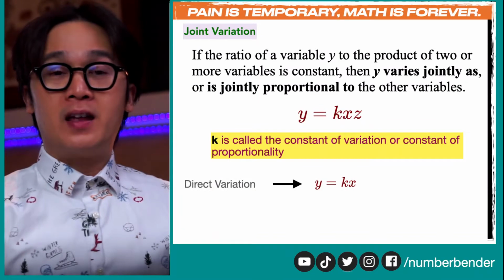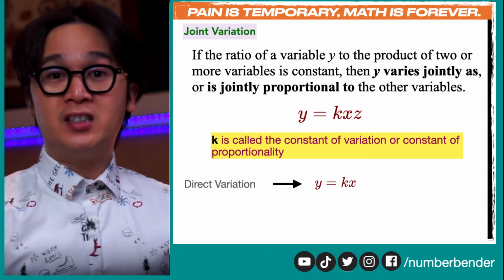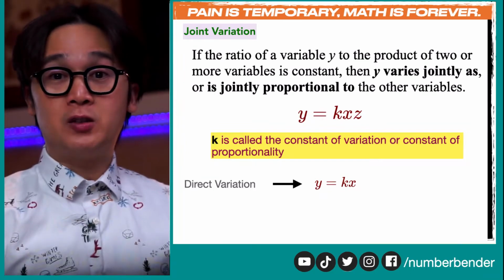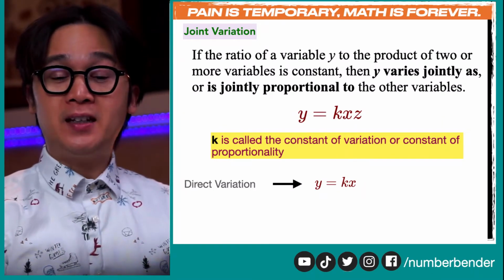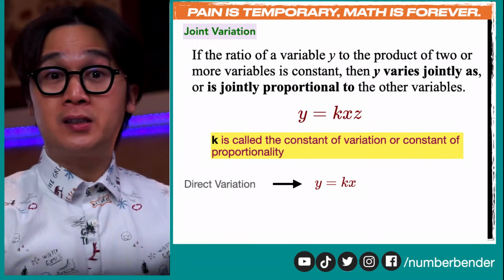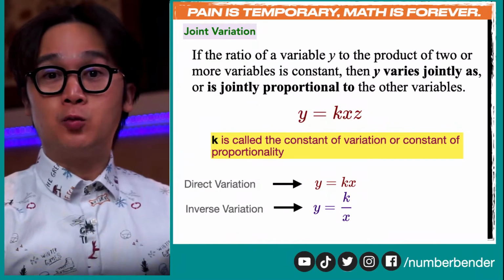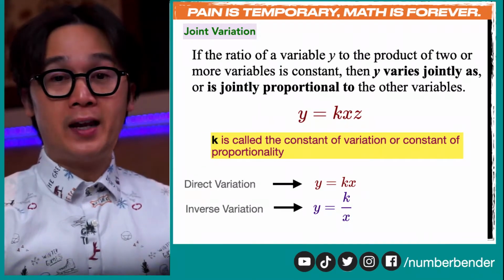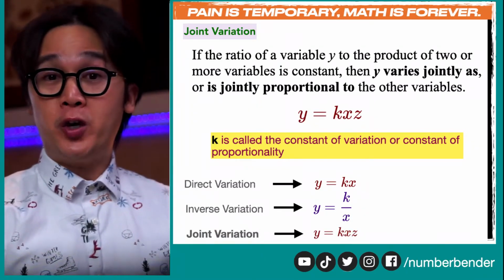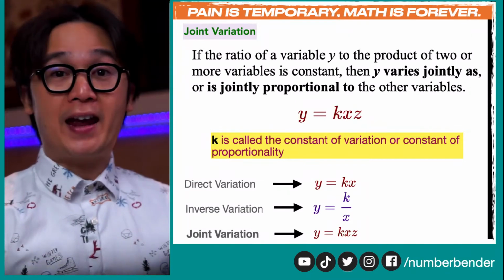The other types of numerical relationship that we have covered: we've had direct variation, which gave us y is equal to k times x as its equation. We have inverse variation, which is y is equal to k all over x. And now we're going to be working with joint variation, which is given by y equal to kxz.